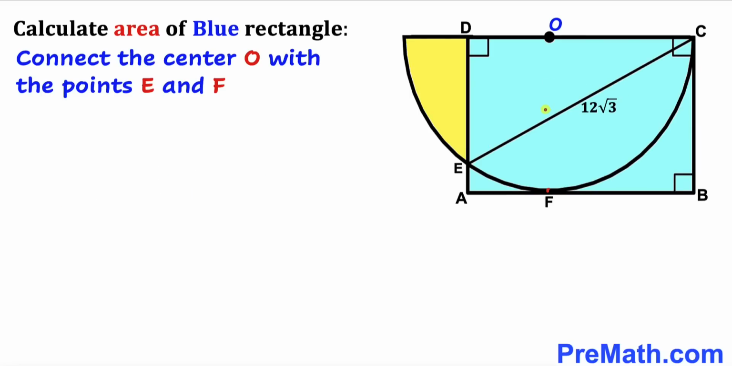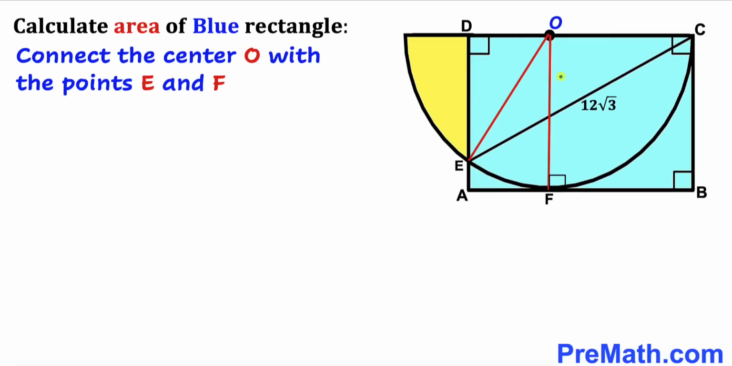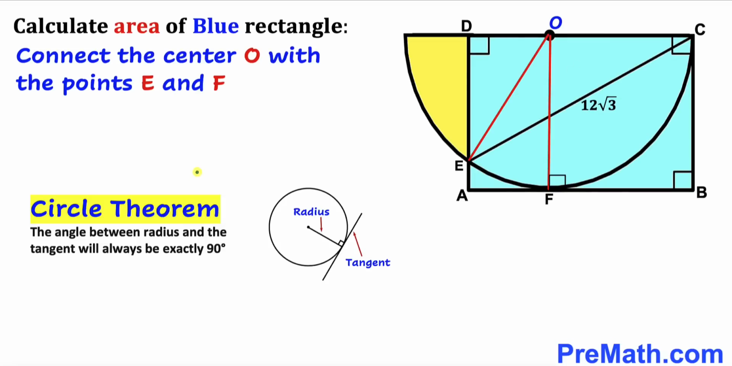Therefore, we are going to draw some auxiliary lines by connecting this center O with this point E and this point of tangency F as well, as you can see in this next diagram. Now let's recall the circle theorem. According to this theorem, the angle between the radius and the tangent will always be 90 degrees. As you can see in this diagram, this is our radius and this is our tangent line, and this angle is 90 degrees. So no wonder this angle has got to be 90 degrees as well.